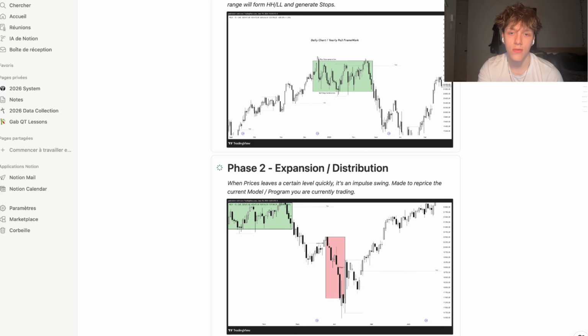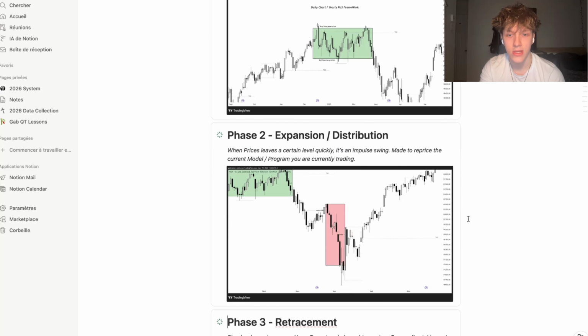The second phase will be the expansion phase. The expansion phase will simply be when price leaves a certain level quickly. It's an impulse swing.